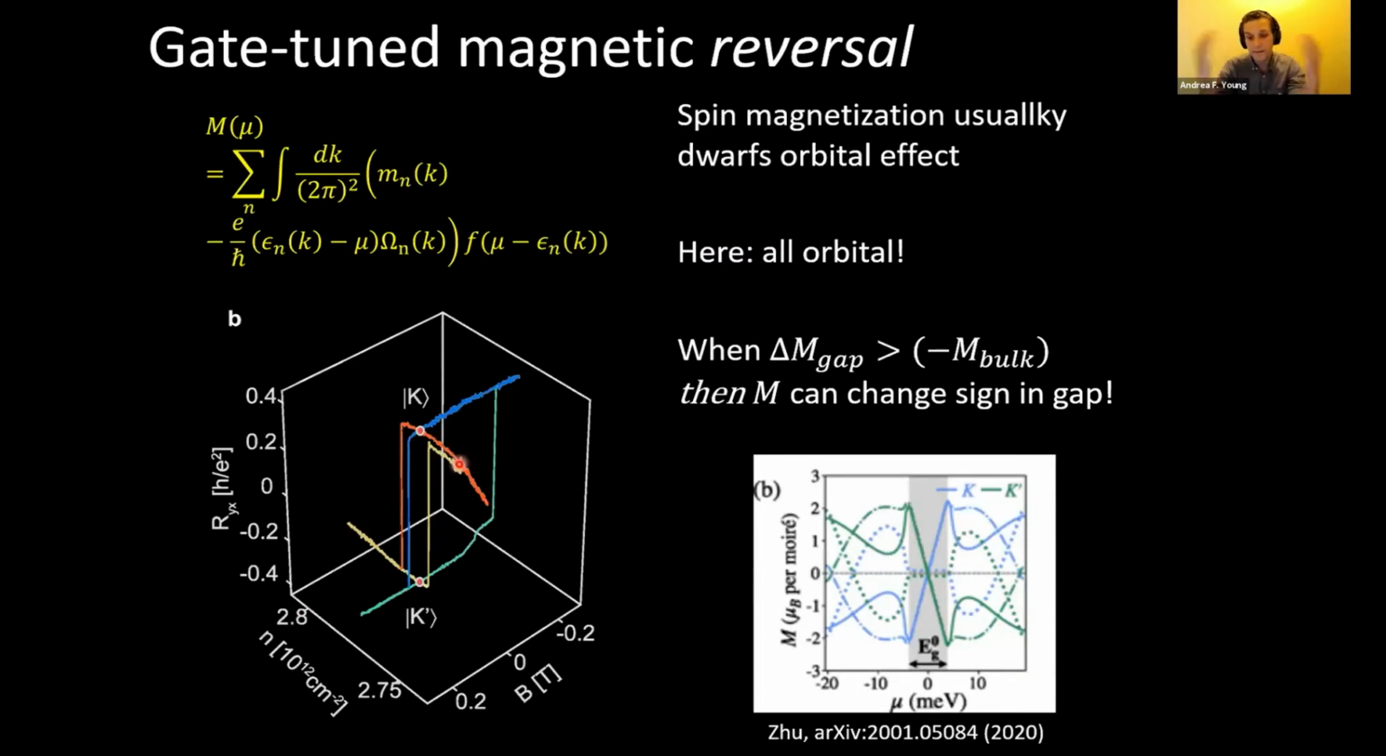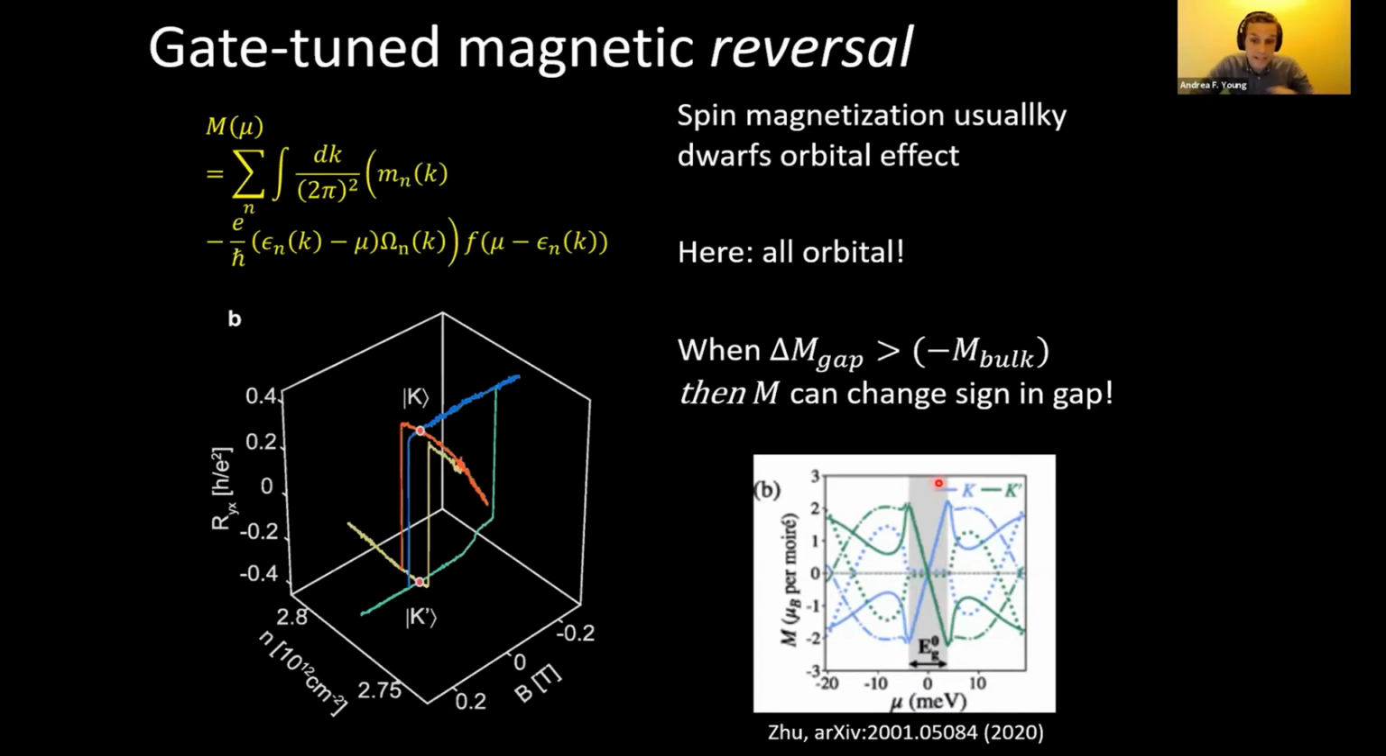Now, the sign of the magnetization is defined for a given valley. And so let's say you start in the ground state, let's say in the K valley, and your magnetization is pointing in the right direction for the applied magnetic field. Then you sweep the gate voltage. Now you're no longer in the ground state. You're now in a metastable state because you've actually reversed the sign of the magnetization in that valley. So now your electrons are occupying the wrong valley for the sign of the magnetic field.